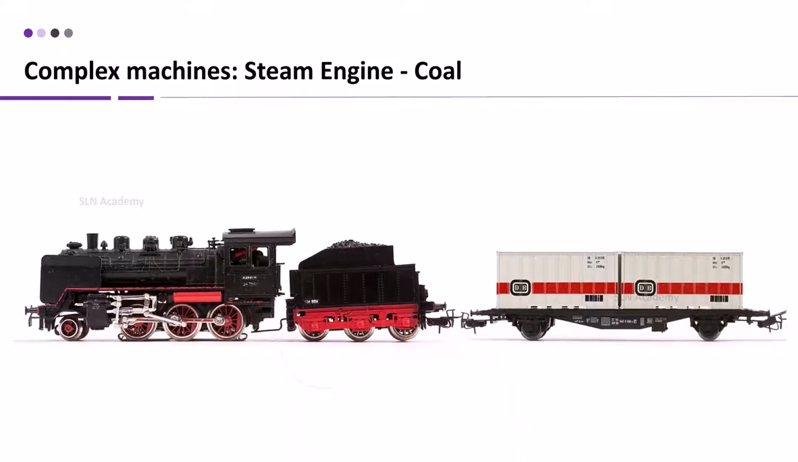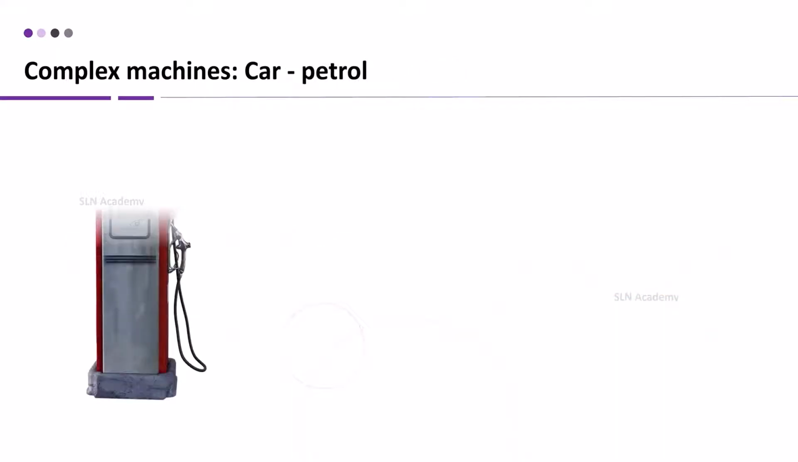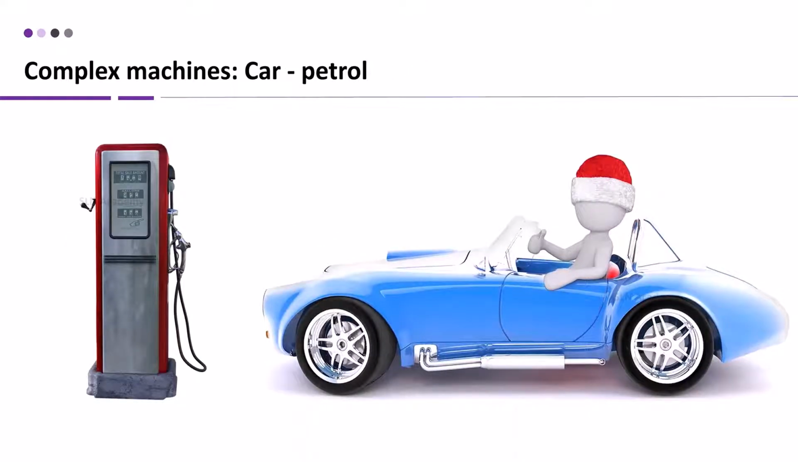Different machines are run by different kinds of fuels in our daily life, such as coal, which helps in running steam engines. Petrol helps in cars and diesel in trucks, etc.